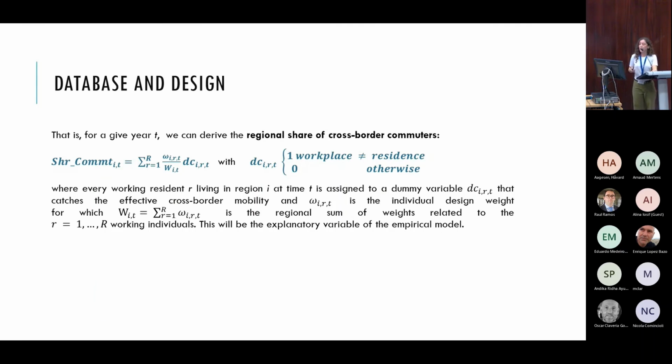Specifically, we're gonna consider the regional share of cross-border commuters by aggregating data at the individual level. So for a given year in a given region i, we're gonna consider just employed individuals. We're gonna assign to each one a dummy variable that returns the value 1 anytime the workplace is different from the residence, and then we're gonna aggregate the individual data weighting by the survey design weight.